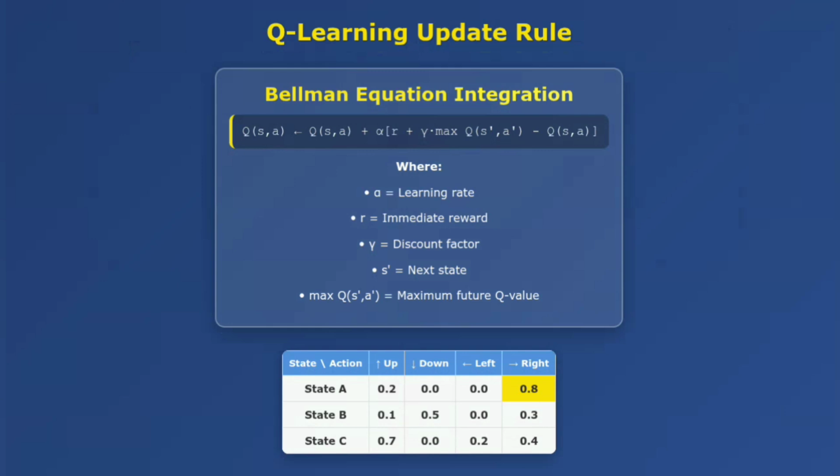When the agent takes an action, it observes the reward and the next state. It then updates the Q value for the action it just took using the Bellman equation. The update rule considers the immediate reward and the maximum Q value achievable from the next state. This means it learns not just from immediate gratification, but also from the potential future rewards.